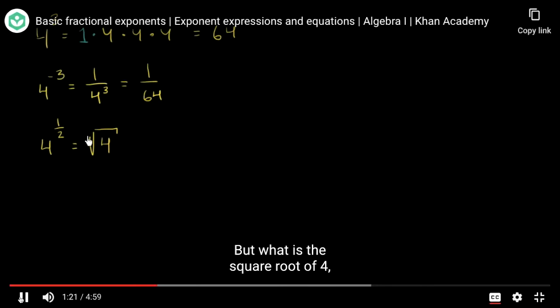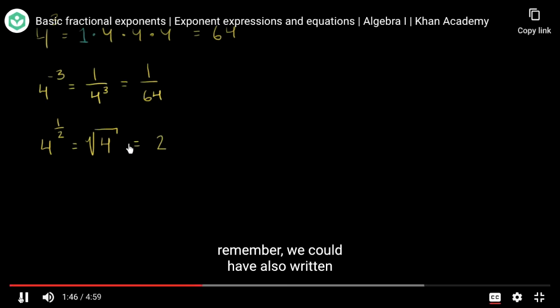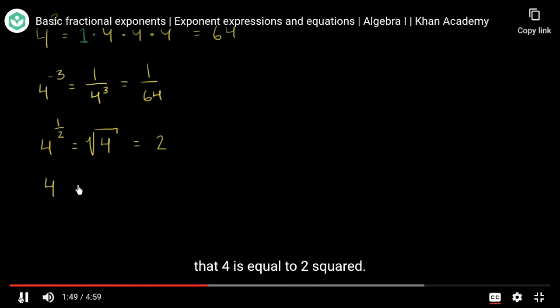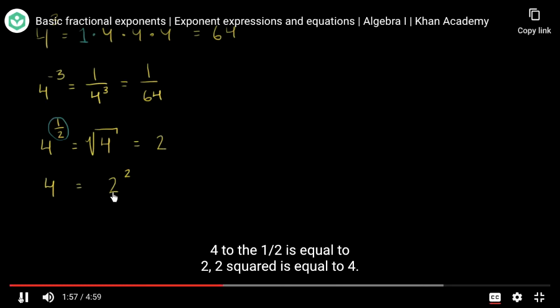But what does the square root of 4, especially the principal root, mean? Well, what is a number that if I were to have two of those numbers and multiply them times each other, I'm going to get 4? Well, what times itself is equal to 4? That's, of course, equal to 2. And just to get a sense of why this starts to work out, remember, we could have also written that 4 is equal to 2 squared. So you're starting to see something interesting. 4 to the 1/2 is equal to 2. 2 squared is equal to 4.